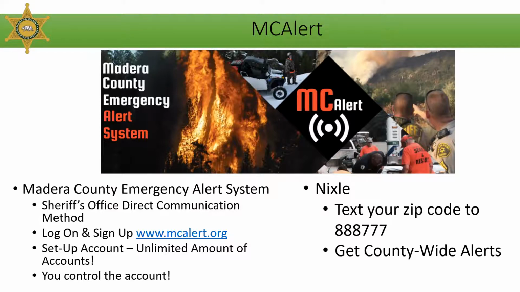The other component we have is our Nixle system. This is text messages, countywide alerts. This is not getting you a lot of detailed information; it's more of a general information source, so you know what's going on countywide. All you do is text your zip code to 888-777, and it enrolls you in those alerts. But MCAlert is where it gets down to the exact street and the exact house we're evacuating. So we encourage you to sign up for both systems, because they work hand in hand to give you that overall awareness, down to the street level detail of what's going on in your own neighborhood.